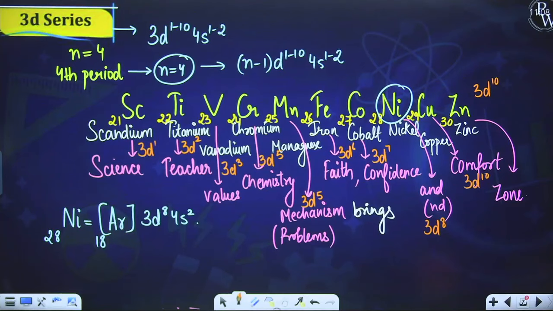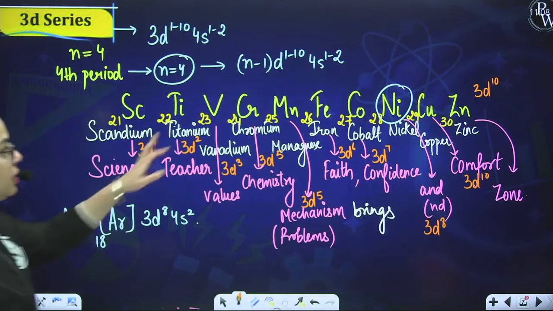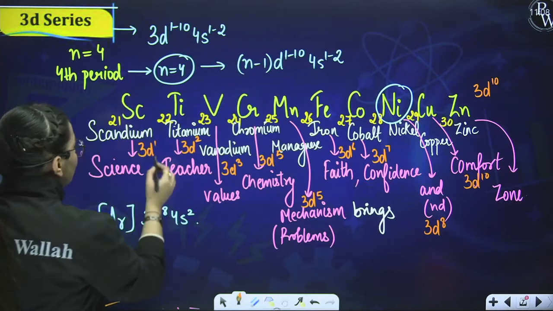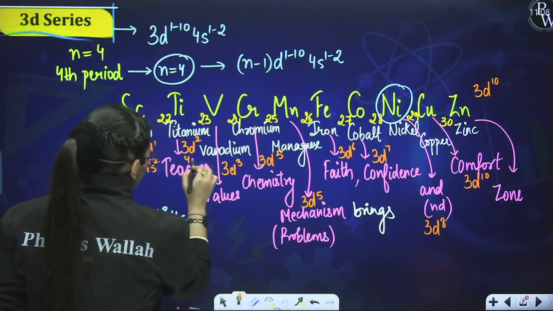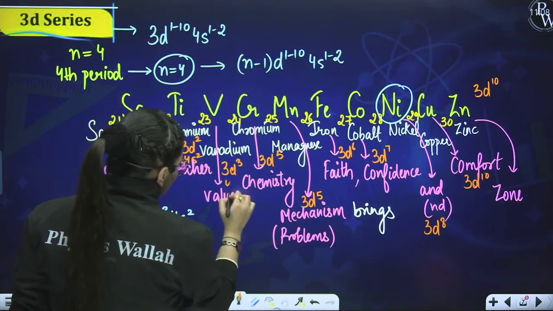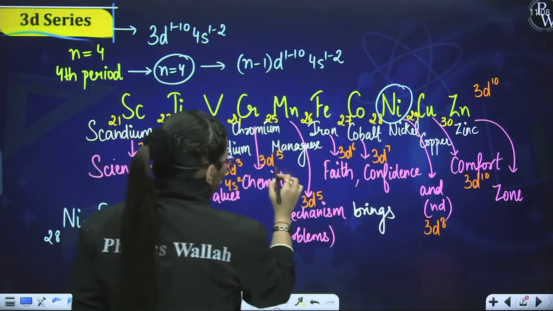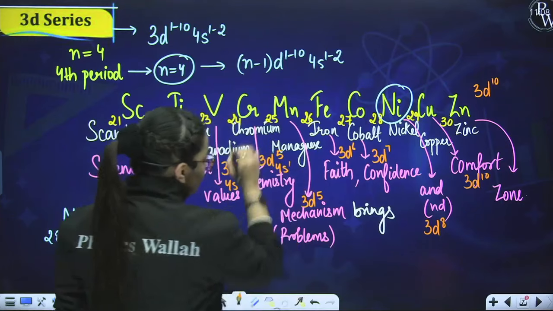You'll say, ma'am, you have written for 3d, why have you not written 4s? Yes, you can write it over here. It is 3d1 4s2. It is 3d2 4s2. It is 3d3 4s2. It is 3d5 4s1. In chromium, there is an exception.